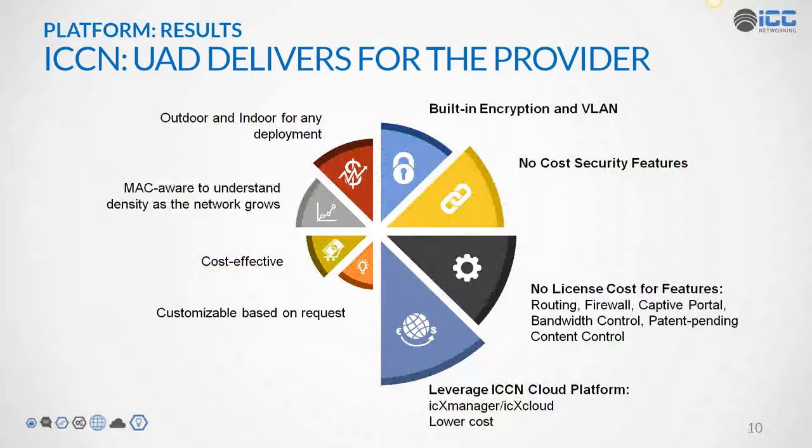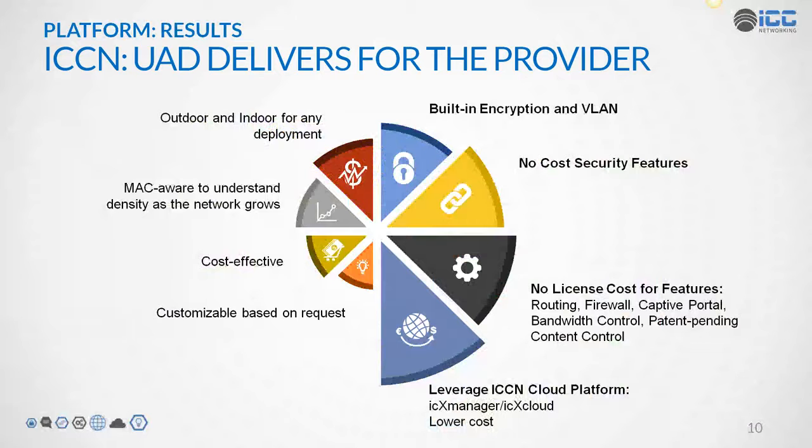Then on the feature set side of things, this is where you start seeing the tools that enable a more intelligent network deployed over a period of time. There's built-in encryption, and the VLAN capability supports up to 4,000 VLANs, which is unusual in that class of product. You also have no-cost security features that come along with the solution without licensing. You also have no licensing for routing built into the solution, firewall capability, captive portal capability, bandwidth control, and also patent pending content control.